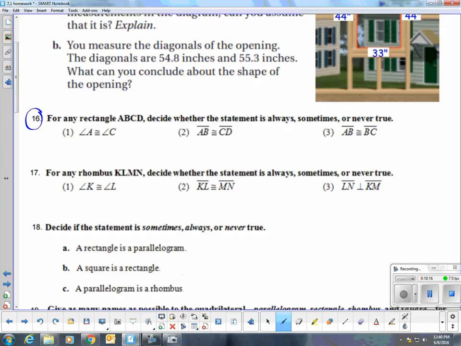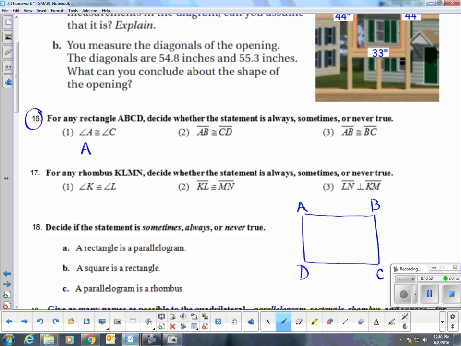Rectangle ABCD. And to help me answer these questions, I'm going to sketch over here on the right. I'm just going to sketch a rectangle and label it A, B, C, and D. All right, we need to decide if each of these statements are always true, sometimes true, or never true. So let's start with angle A and angle C. Are they congruent to each other? Yes, in a rectangle, all angles are 90 degrees. So that is always. I'm going to put the letter A for always.